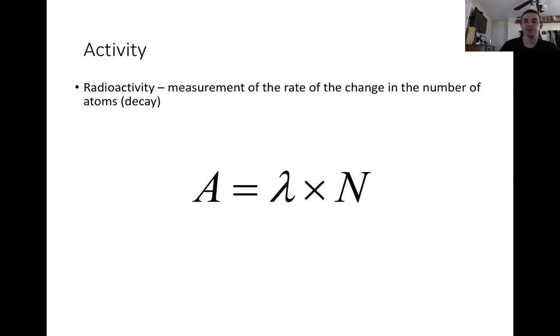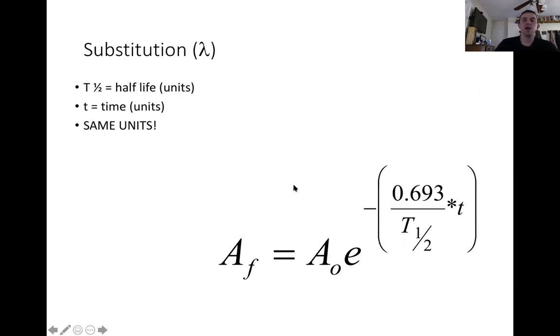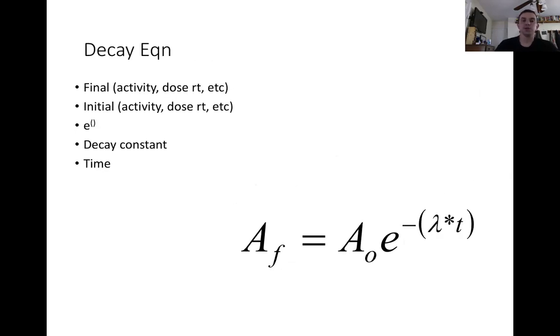We don't need to get into that too much, so that's a little bit beyond what you guys need to know. Remember the decay equation, though. Your activity at time t equals your initial activity times e to the negative lambda t, lambda again being the natural log of 2 over the half-life. So you substitute it in there. Remember that this works for activity. This works for dose rate as well.